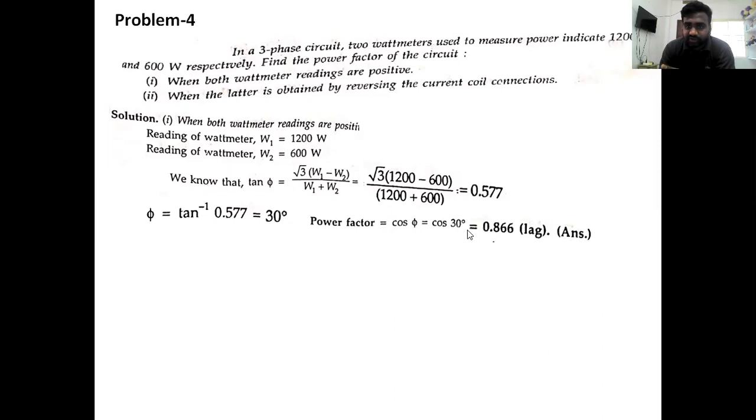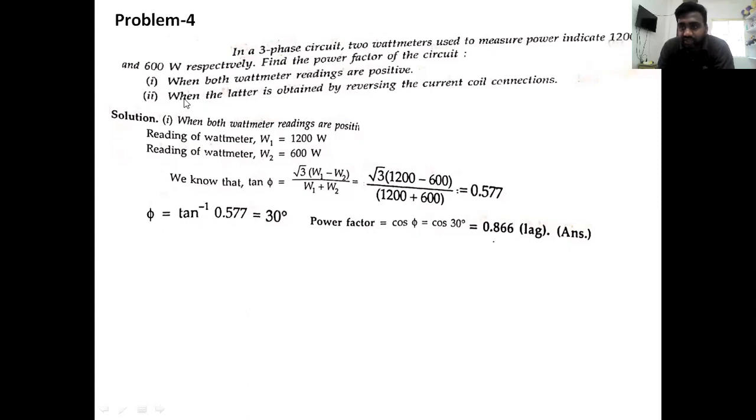Okay, what is the value of power factor? Power factor is cos phi. What is the value of phi? Phi is equal to 30 degrees. Power factor is around 0.86 lag. Okay, so this is the first thing. We calculated the power factor in the first case when both wattmeters read positive. That means W1 reads plus 1200 watts, W2 reads plus 600 watts.